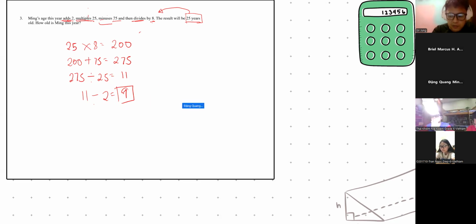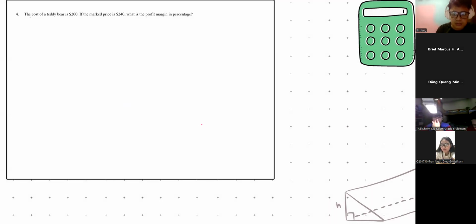Number 4. Again, thank you for sharing your answers on the chat box. Okay, the cost of a teddy bear is $200. If the market price is $240, what is the profit margin in percentage? So how do we know the profit margin? So we just subtract the market price by the cost. Okay, so 240 minus 200, that would be equal to 40, right? So this is the profit.